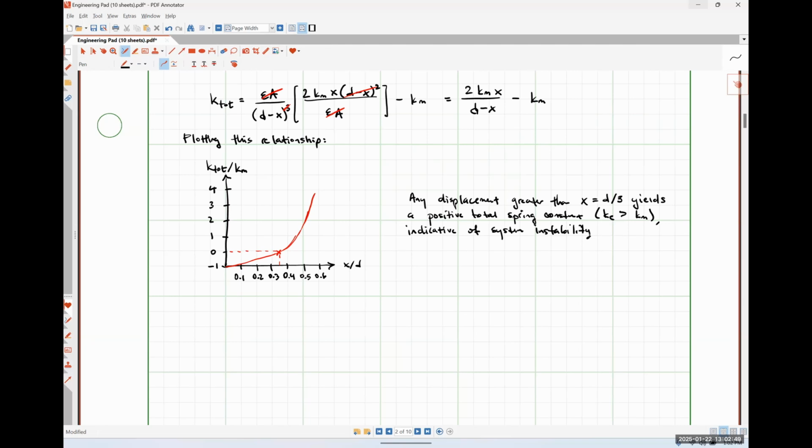Allie, you have a question about my handwriting? Is that actually D over 3 or D over 5? D over 3. Also, hopefully you should have been able to see that from the graph. It's somewhere between 0.3 and 0.4. Yep. All right.